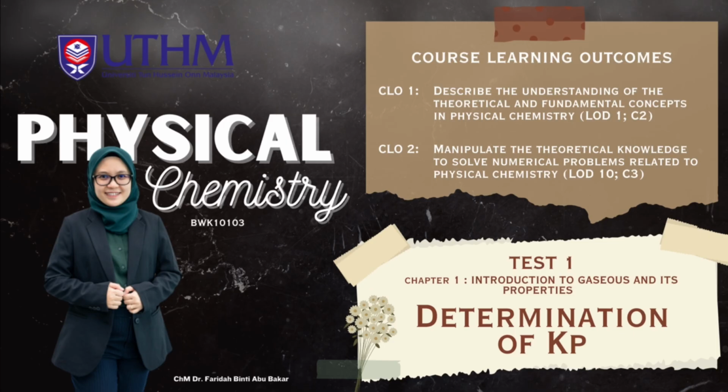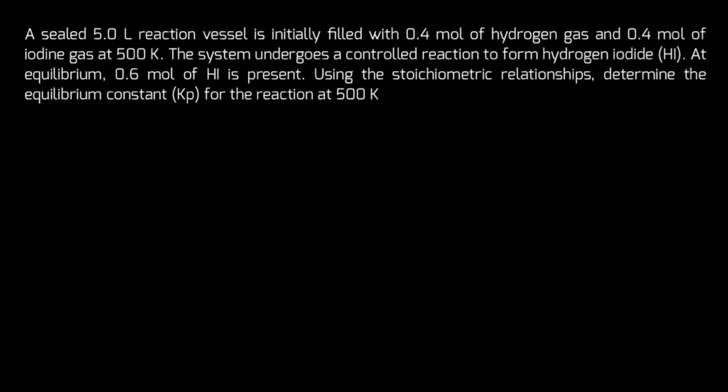In this video, we shall discuss a question related to determination of Kp. A sealed 5-liter reaction vessel is initially filled with 0.4 mole of hydrogen gas and 0.4 mole of iodine gas at 500 Kelvin. The system undergoes a controlled reaction to form hydrogen iodide. At equilibrium, 0.6 mole of hydrogen iodide is present. Using the stoichiometric relationship, determine the equilibrium constant Kp for the reaction at 500 Kelvin.